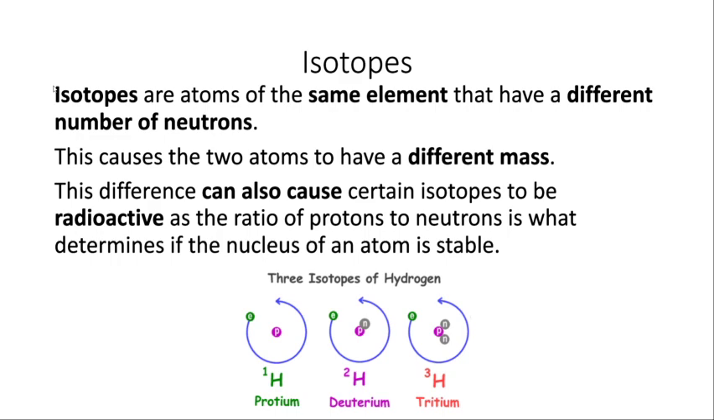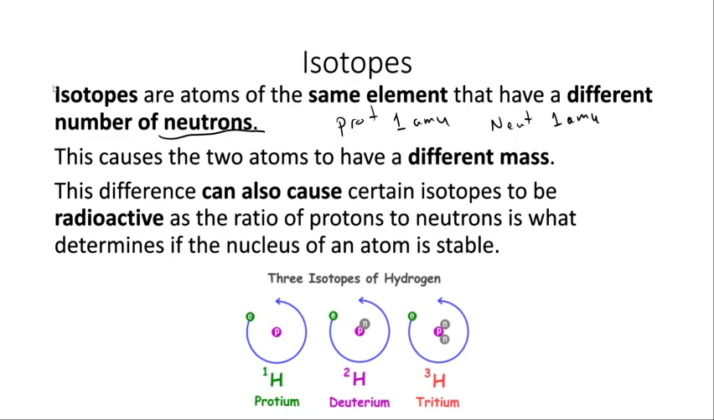Okay, so now isotopes. We talked about ions. Now we're going to talk about isotopes. These are atoms of the same element that have a different number of neutrons. And so if you think back, protons have a mass of 1 AMU, and neutrons have a mass of 1 AMU. So all the mass that we're concerned with in an atom is coming from the protons and neutrons.